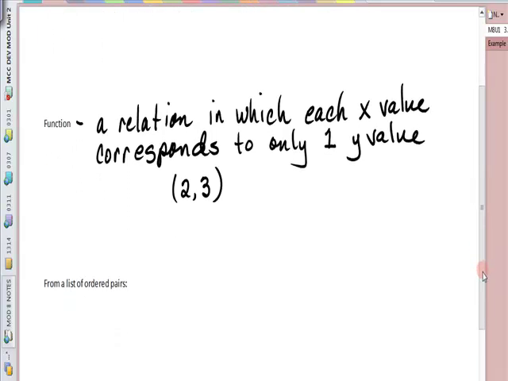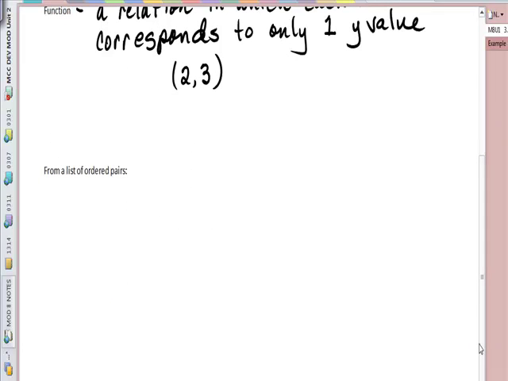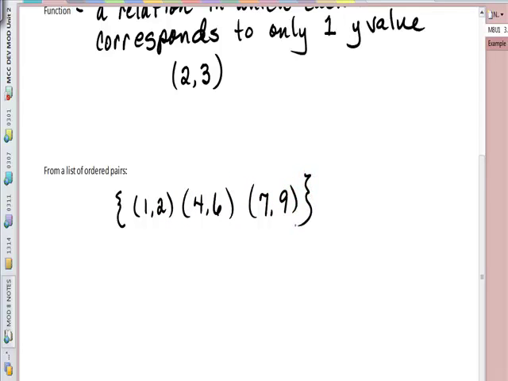All right, in this particular lesson, we're going to study functions for a few lessons, but in this lesson, you're going to be given a set of ordered pairs, say 1, 2, 4, 6, 7, 9, and you're going to be asked, is this a function? Is it a function or is it not a function? All right, what you need to do is look at the x values. You have 1. Is 1 ever with a different y other than 2? The answer is no. You have 4. Is it ever with a different value? The answer is no. You have 7. Is it ever with a different y value? No. Then that means that this is a function.